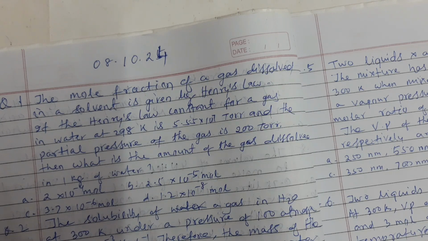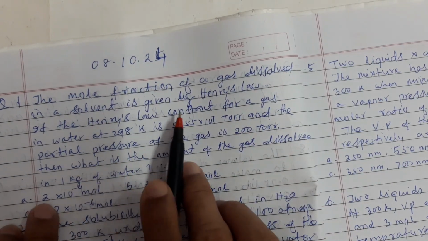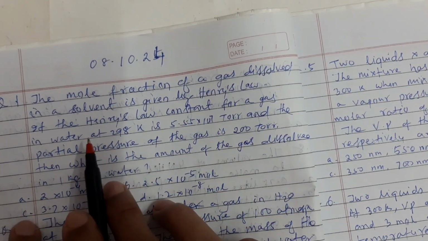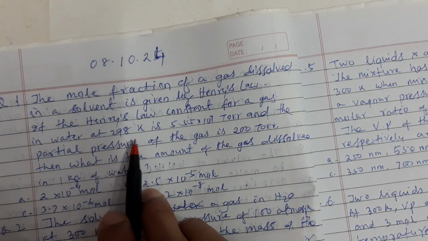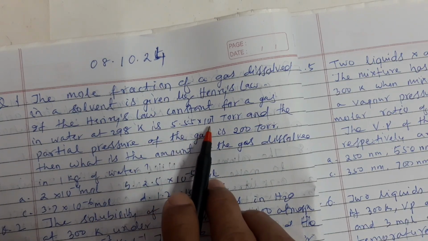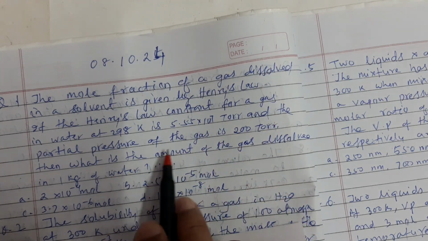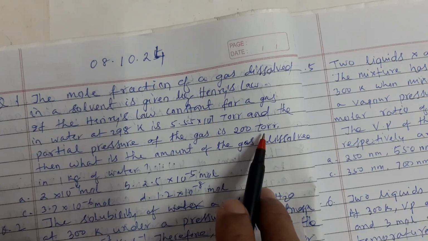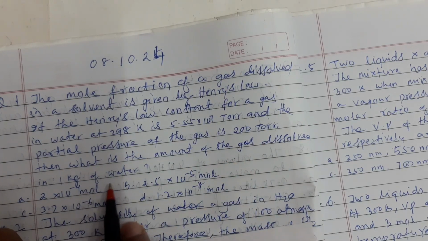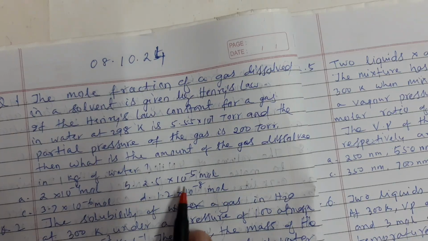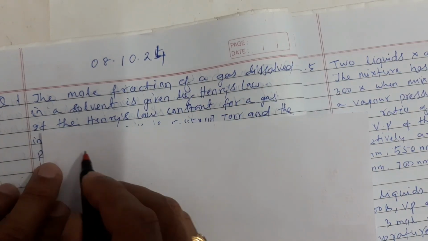The first question: the mole fraction of a gas dissolved in a solvent is given by Henry's law. If the Henry's law constant for a gas in water at 298 Kelvin is 5.55 multiplied by 10 to the power 7 torr, and the partial pressure of the gas is 200 torr, then what is the amount of gas dissolved in 1 kg of water? And these are the choices given. Okay, so we'll do it according to Henry's law.